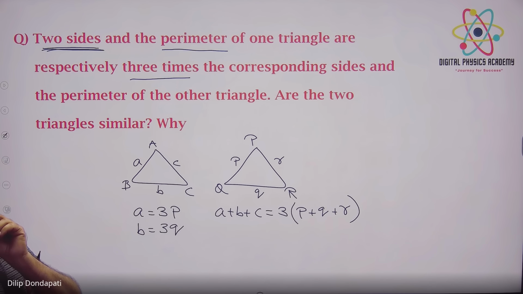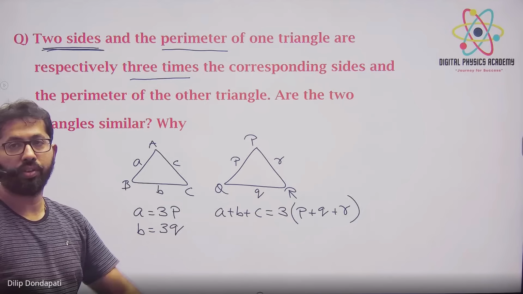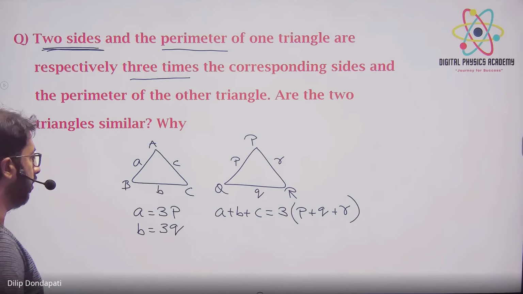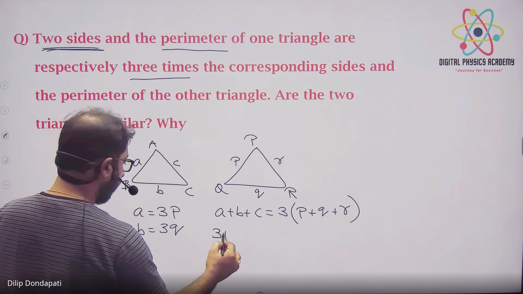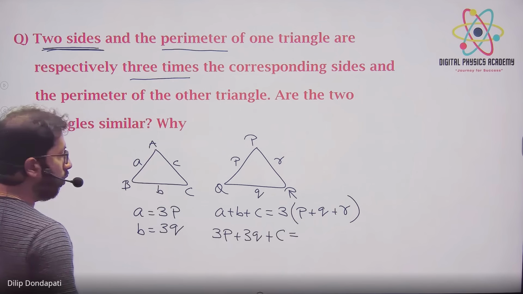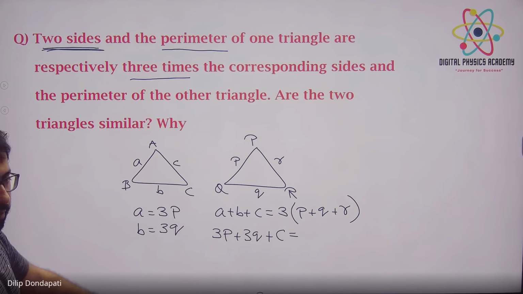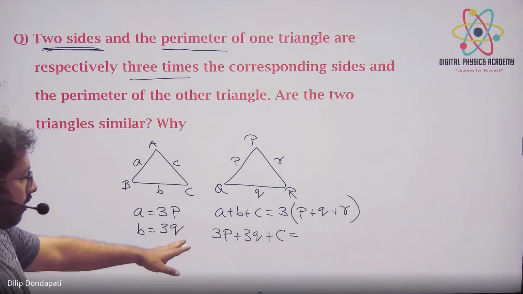Then substitute. We know two sides, just substitute. In place of a put 3p, in place of b put 3q, bring everything to one side and find the value of c. Look, 3p plus 3q, it's 3 only. 3 times, multiply: 3p plus 3q plus 3r. So 3p cancels, 3q cancels, and c is equal to 3r. We got the c value also 3 times r.